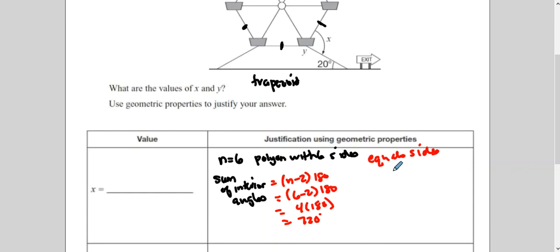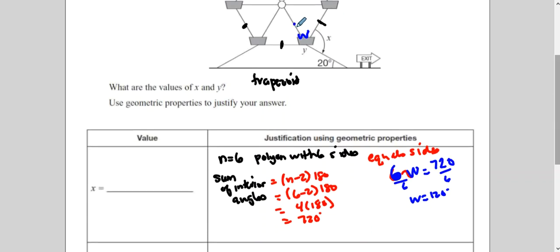Well, we knew that these were equal sides. So we have 6 equal sides. Let's introduce another letter here. Let's call that maybe W. We know that 6W equals 720, and I divide by 6, and we get 120 degrees. But that's not what x is. So, the question now is, how do we find x? Well, not sure yet.